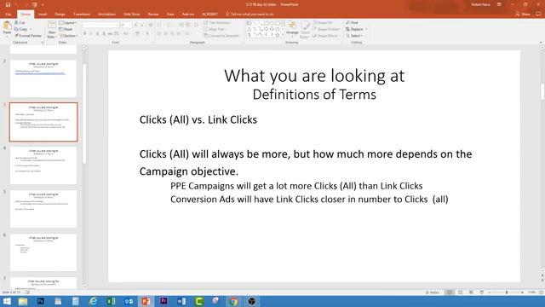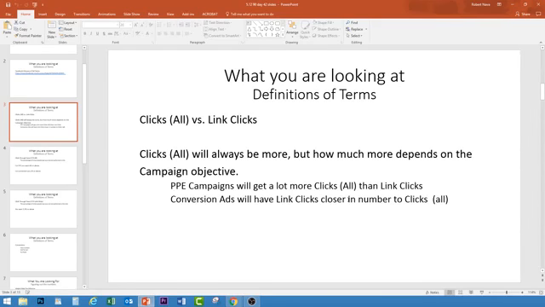So it's just going for all types of clicks, versus a conversion ad. Facebook's not going to optimize for people that give you thumbs ups for a conversion ad. They're going to optimize for people who are going to click the link. So with page post engagement campaigns, you're going to get a lot more clicks all than you will link clicks. Versus conversion ads, you're going to get a much closer ratio typically. You might get a 1-to-1. Sometimes you'll get more link clicks. Well, I guess you can't get more link clicks, but you'll have almost 100% link clicks. You can have more link clicks than reactions.